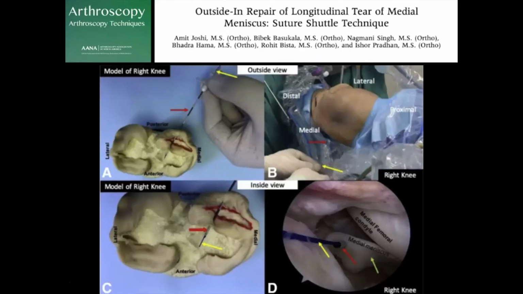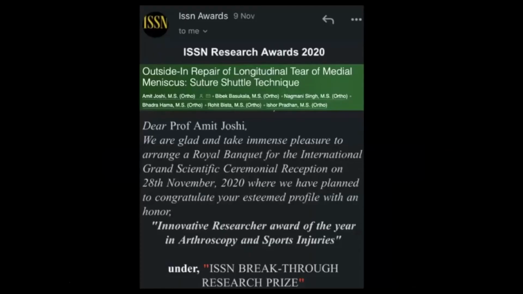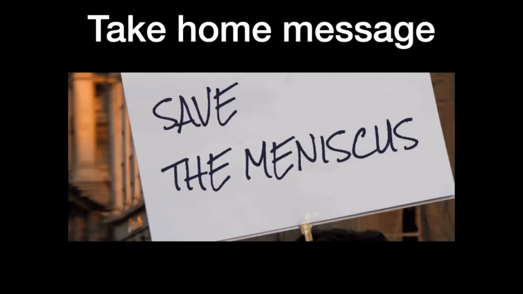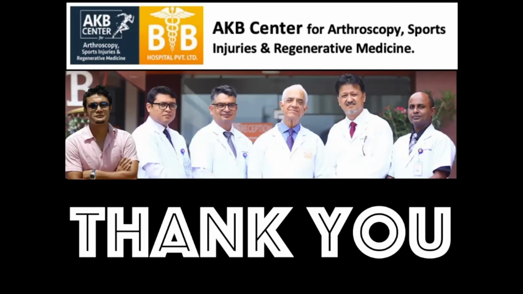So this was published in Arthroscopy Techniques, and this same video is available to be seen free of cost on the Arthroscopy Techniques site. We were awarded the ISSN Research Awards 2020 for this same technique. And there are newer advances in meniscus surgeries like polyurethane meniscal scaffolds and meniscal transplantation, which are not available in our country at present. So the take home message is very clear. Many things have been studied and said about the importance of the meniscus, so save the meniscus must be the take home message of my talk. Thank you so much. Thank you for patient hearing.